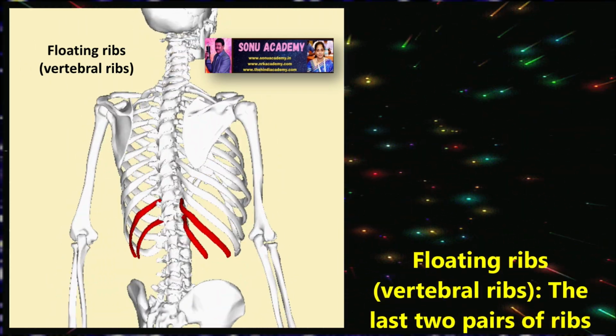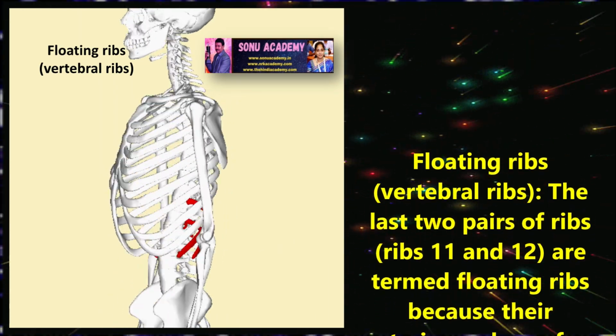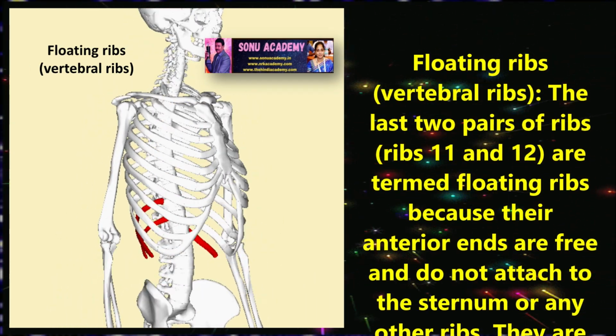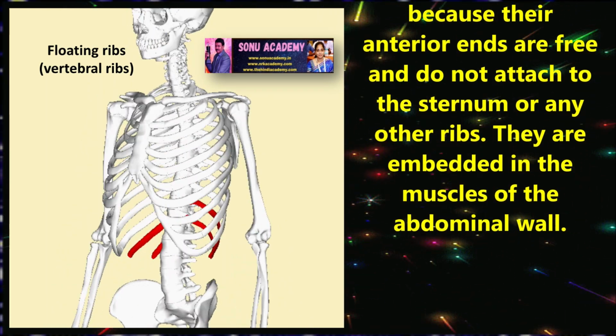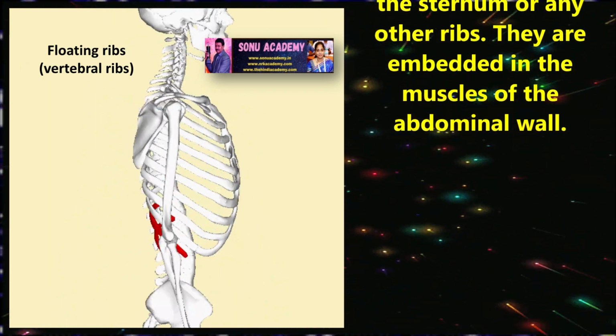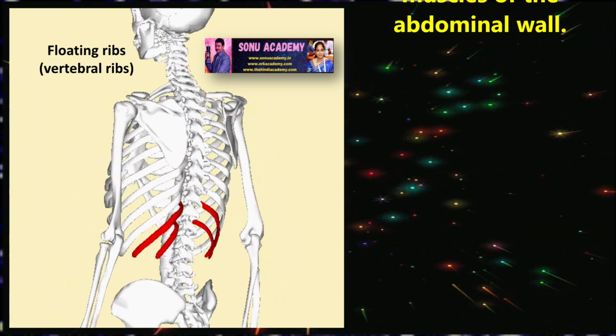Floating ribs. The last 2 pairs of ribs, 11th and 12th, are termed floating ribs because their anterior ends are free and do not attach to the sternum or any other ribs. They are embedded in the muscles of the abdominal wall.